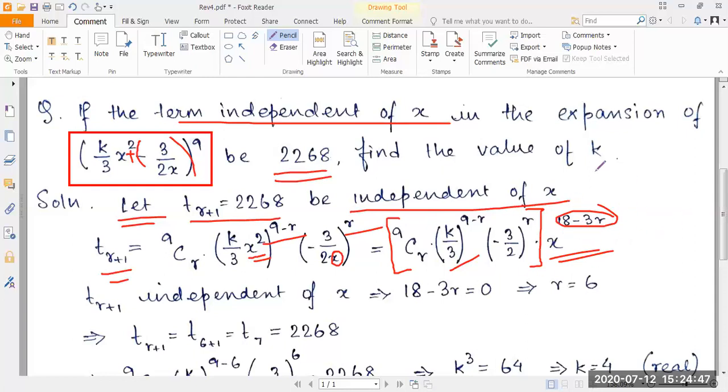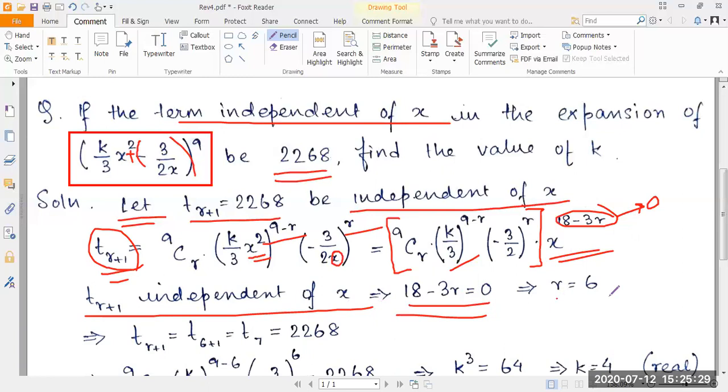That should be the term that involves x in the r plus 1th term of the expansion. But as per our assumption, this T r plus 1th term is independent of x. So this 18 minus 3r should be 0. Only then can we say that the term will be independent of x, because if this exponent is 0, the x term vanishes. So we equate this exponent to 0. T r plus 1 independent of x implies that 18 minus 3r equals 0. That gives me the value of r to be 6.